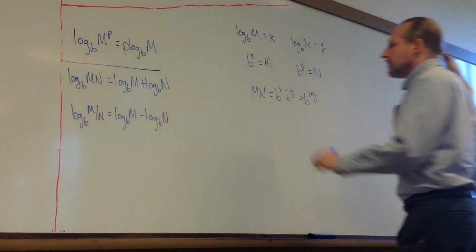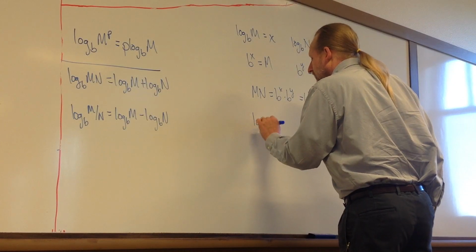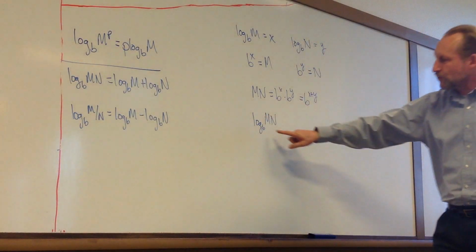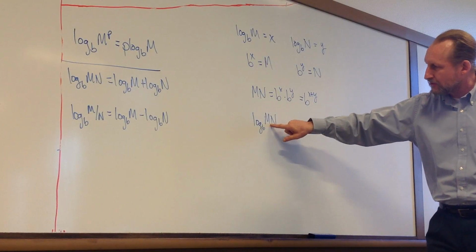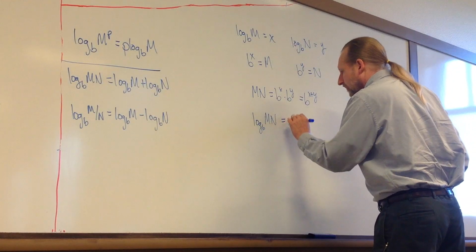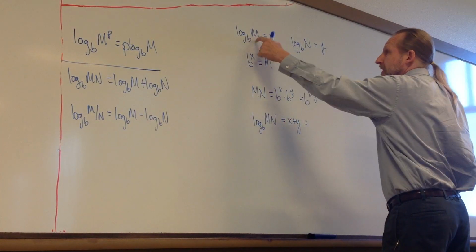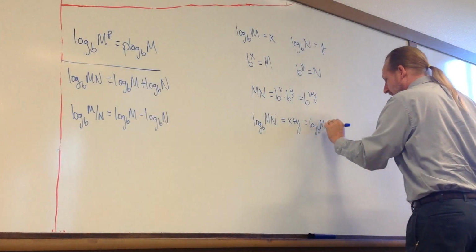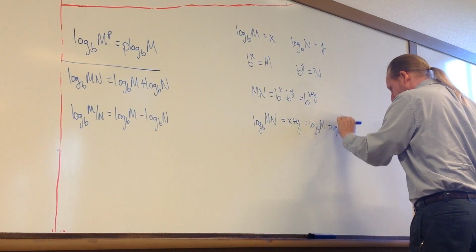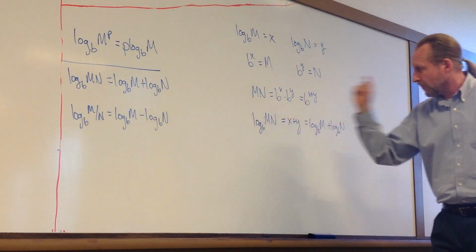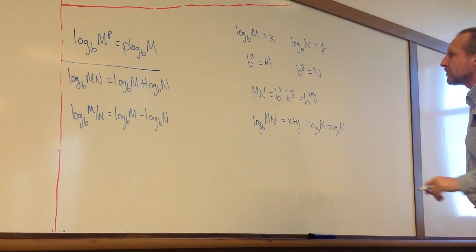Now the question of what is log to the base b of m times n? This is asking the question, what power do you raise b to get m times n? There it is right there, x plus y. And what is x again? Log to the base b of m. And what's y? Log to the base b of n. So there it is. If you take the logarithm of two things being multiplied, you can add their logarithms.